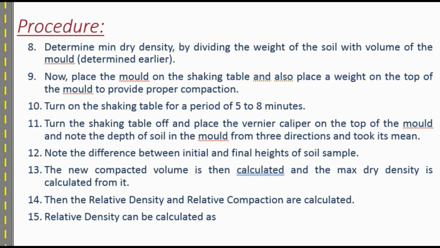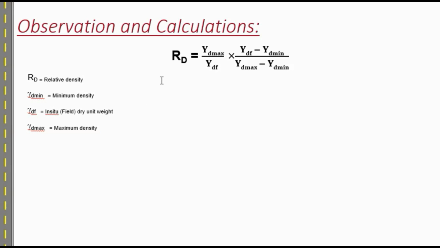Relative density can be calculated according to the following formula. Here is the formula: RD is equal to gamma D max divided by gamma dF, multiplied by gamma dF minus gamma D minimum, divided by gamma D max minus gamma D minimum. This is the formula on which basis we can find out the relative density.